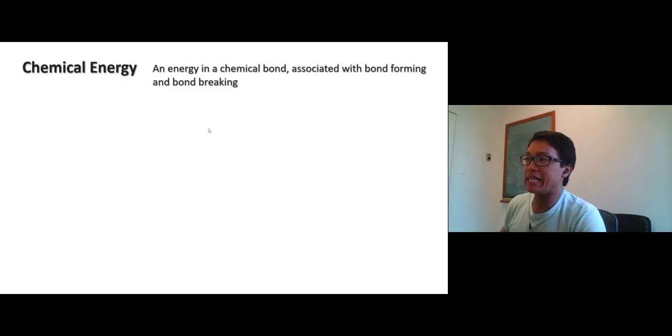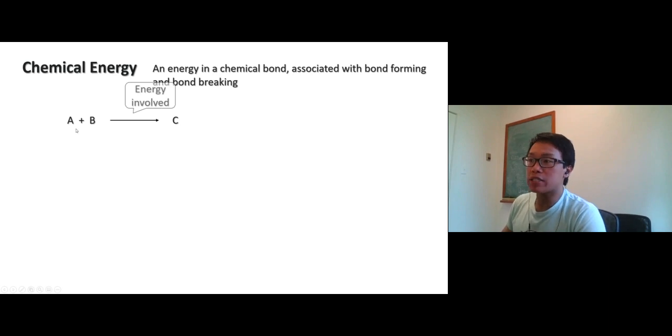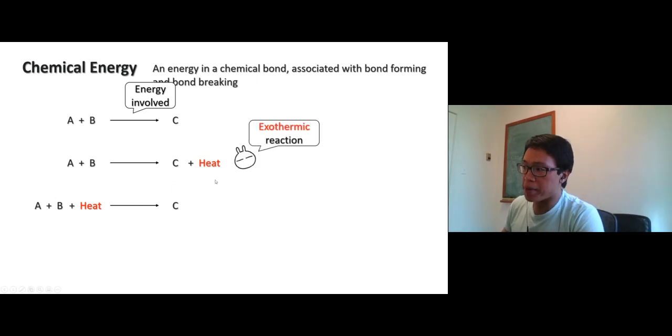All right, chemical energy is the energy involved in a chemical reaction, and this energy is in the chemical bonds, associated with bond forming and bond breaking. In a chemical reaction, bonds are formed and broken all the time, right? Then there's energy involved, and you can see two types. We have the reaction that releases energy, and the reaction that absorbs energy. The type that releases energy we call an exothermic reaction.